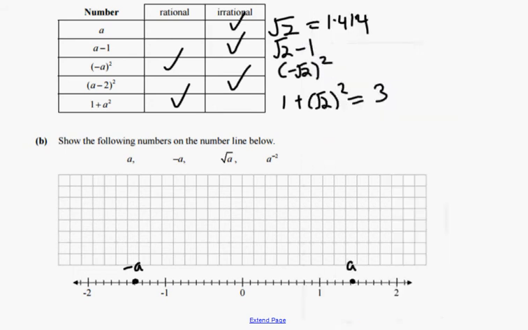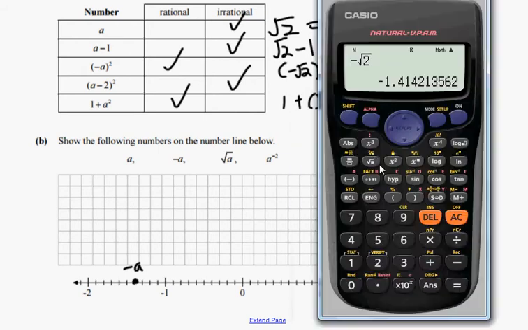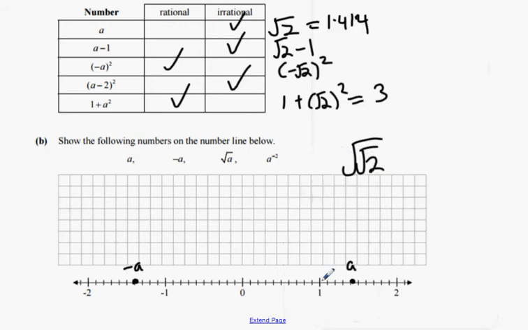Alright, root a. That's a difficult one. That means the square root of root 2. You have to square root it twice. Okay, so it's going to be root of root 2, and we get 1.189. So 1.2-ish, around here. And that'll be root a.